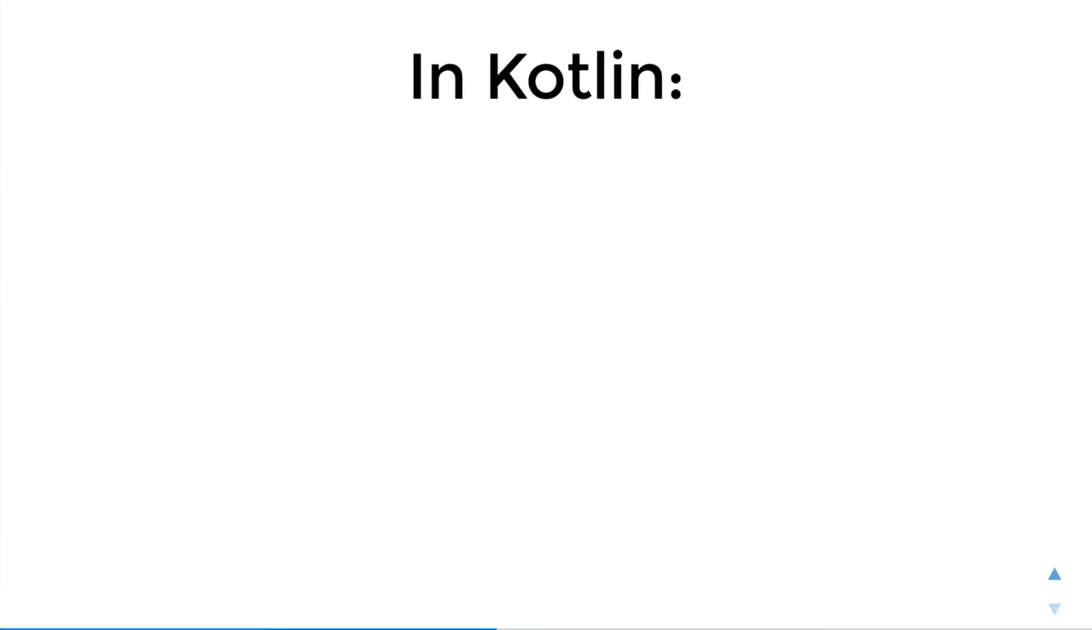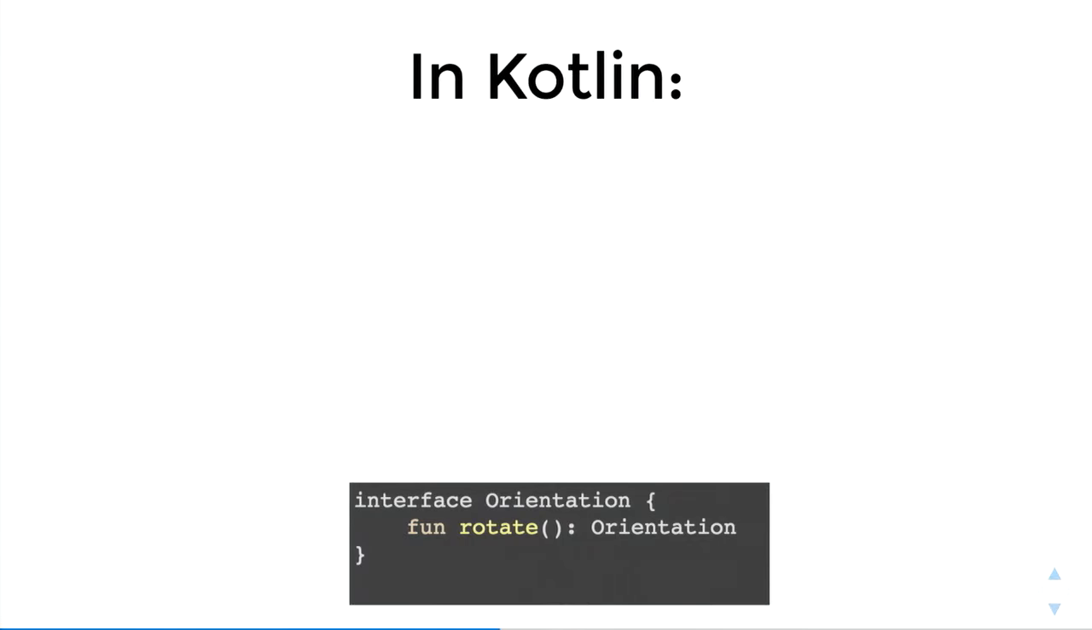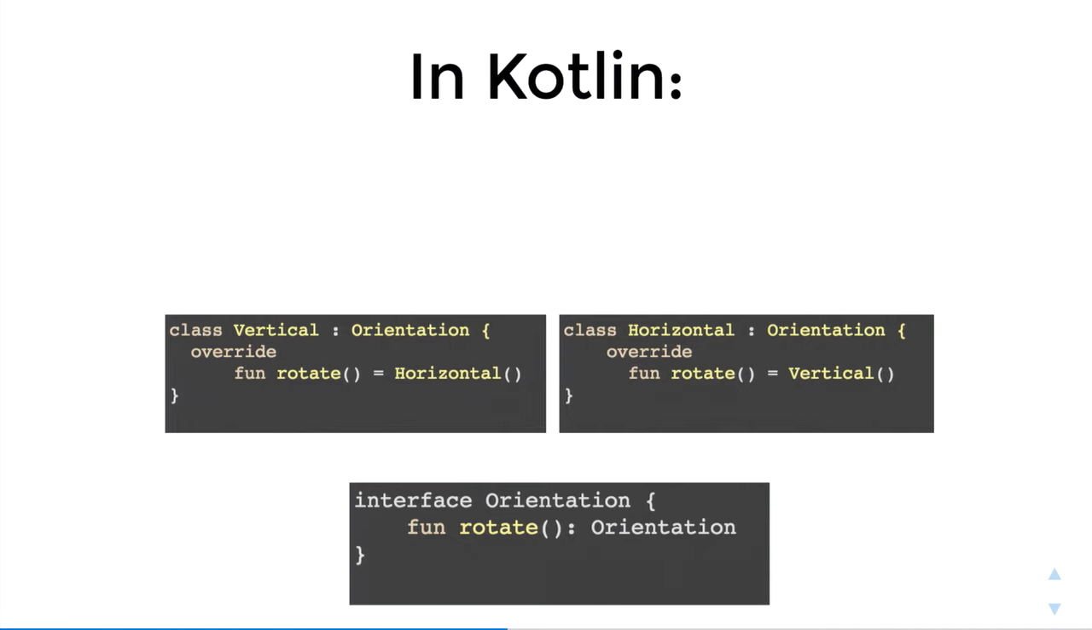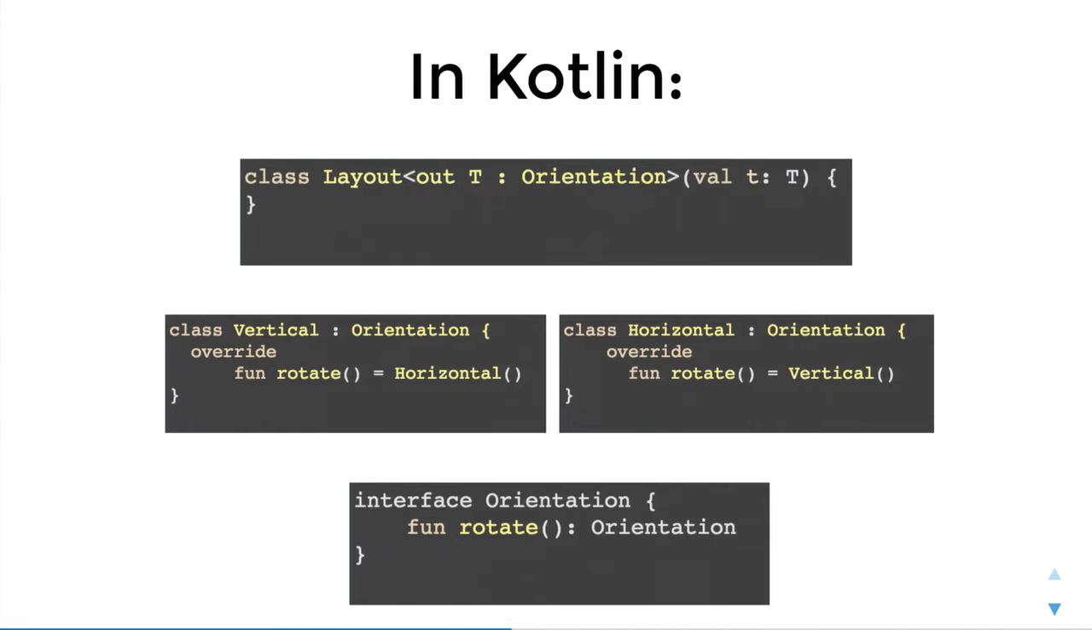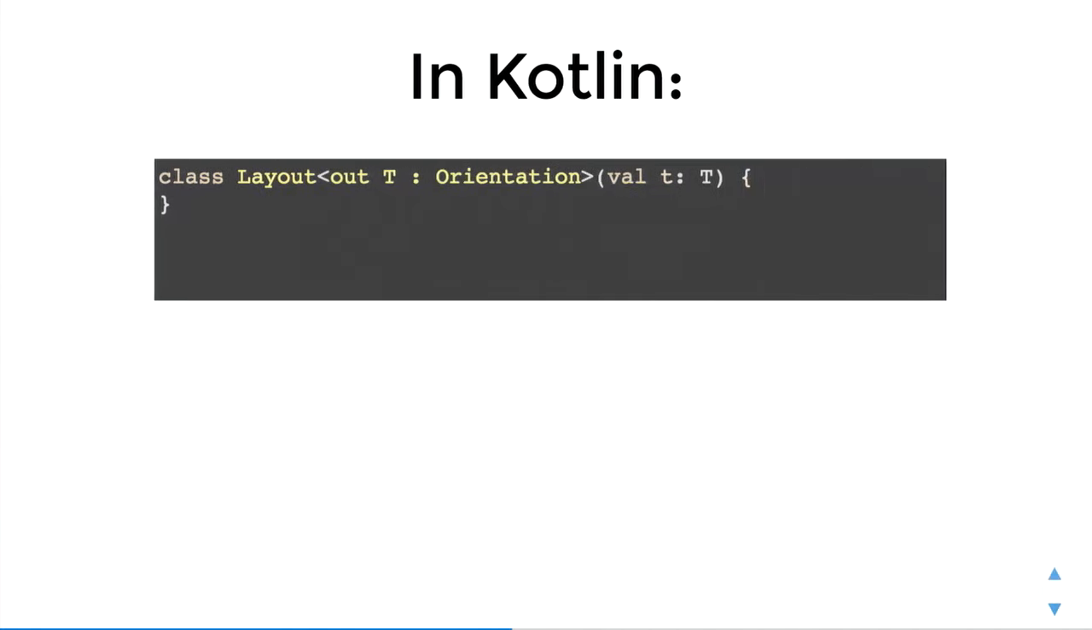So we would like to bake this kind of safety into our type system. And in Java, this is a little bit difficult to do. But I was exploring a way to do this in Kotlin. And in the same way that we have an orientation and some things that implement that interface, these are going to be types in Kotlin.